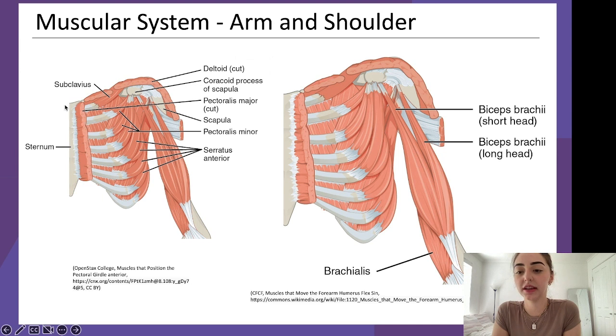Also, the sternum is a bone, not a muscle, but you can see it here, so I'll just go over it. It's the bone that your ribs come out from. They connect to your ribs. So just know your biceps brachii and then your brachialis beneath your biceps brachii.